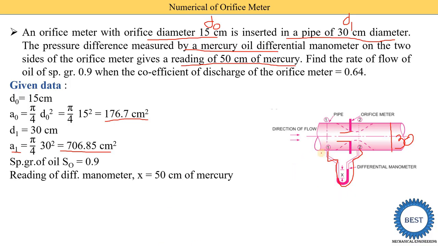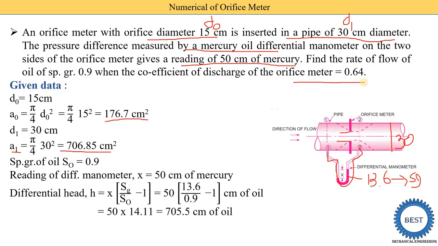Means here the oil is flowing and the specific gravity of the oil is 0.9, and we already know that the specific gravity of the mercury that is filled in the manometer is 13.6, and it is denoted by Sg. The coefficient of discharge of the orifice meter, means CD, is equal to 0.64. So here we note down it is 0.64.